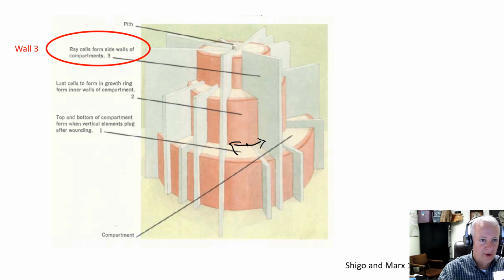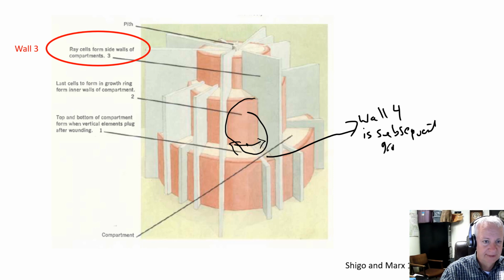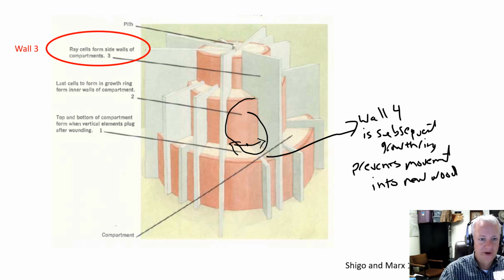And then wall 4 is not on this diagram, but basically if we're thinking about this compartment here, wall 4 is the subsequent growth ring. And that prevents movement into new wood or new xylem that's formed after the attack.